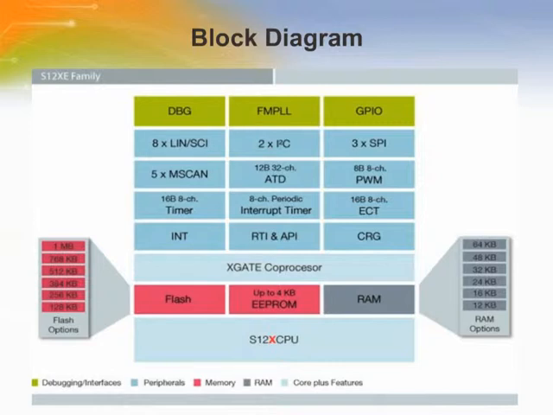In addition, the S12XE family is composed of standard on-chip peripherals including up to 64 kilobytes of RAM, 8 asynchronous serial communications interfaces, 3 serial peripheral interfaces, an 8-channel enhanced capture timer, 2 16-channel timers, a 12-bit analog-to-digital converter, an 8-channel PWM, 2 I2C blocks, an 8-channel 24-bit periodic interrupt timer, and an 8-channel 16-bit standard timer module.